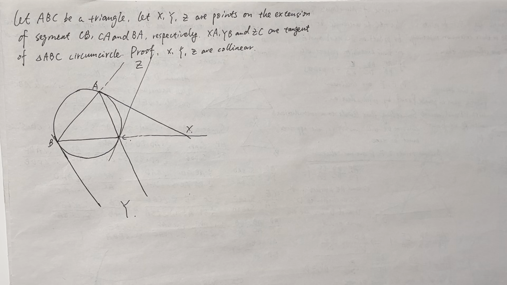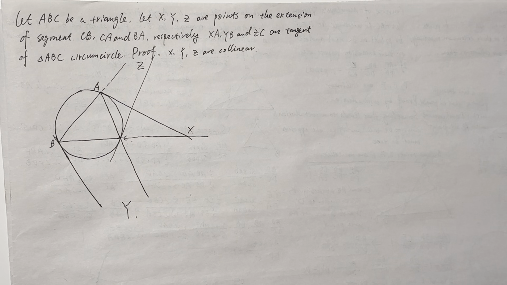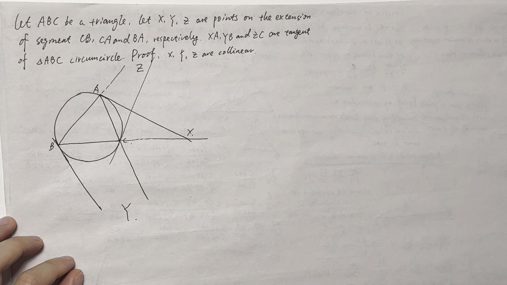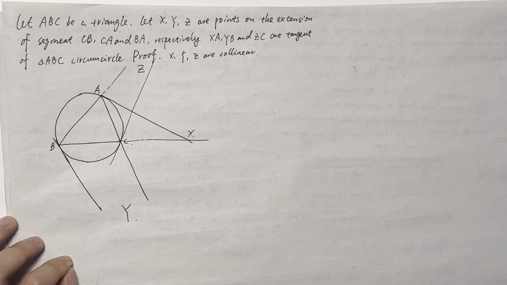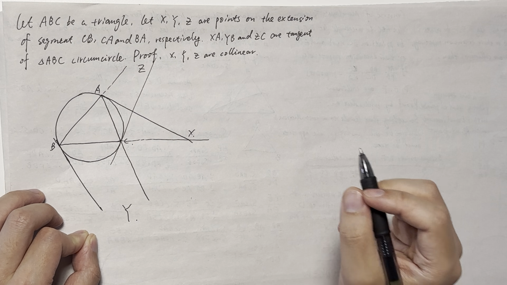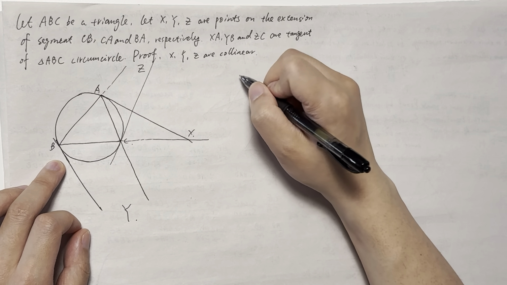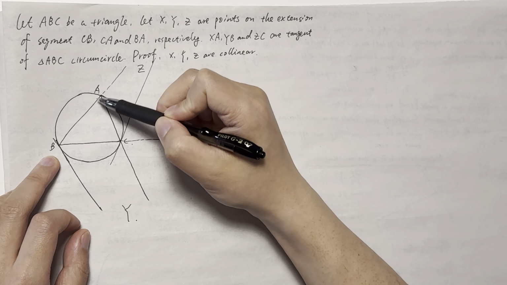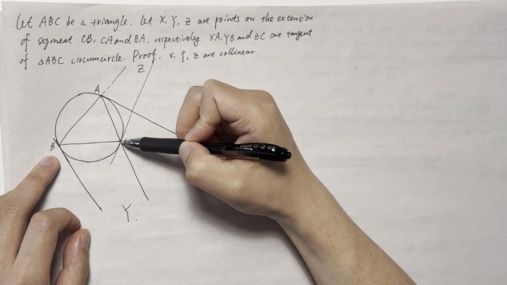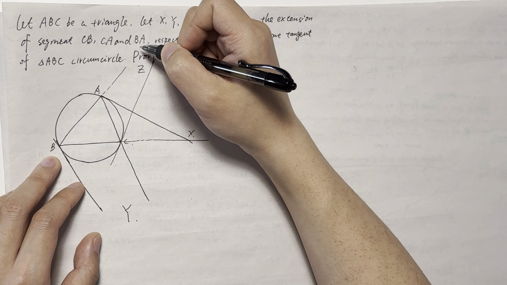When we see that we want to prove three points are collinear, we know that we can use the Menelaus theorem. Right? It's actually the converse of the Menelaus theorem. To use it, we need to write it down first. We start from the vertices of the triangle. It's basically triangle ABC, and XYZ would be the intersection line.